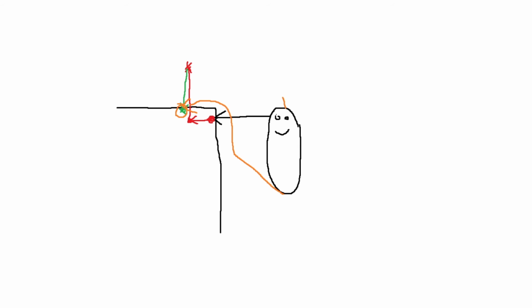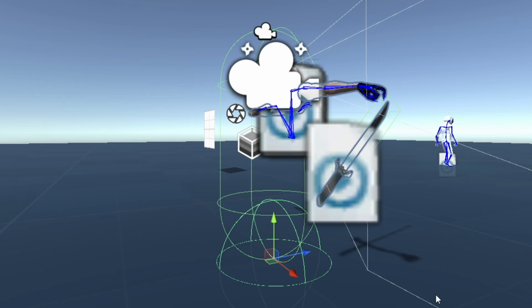If you have your pivot point on your player in the middle of its body, you're going to want to take this point and add half the player's height to it in the upward direction. For me, my pivot point is at my feet, so it works for me.